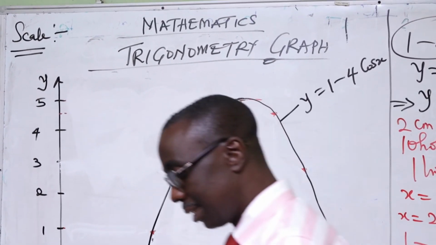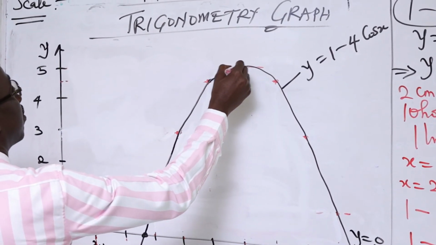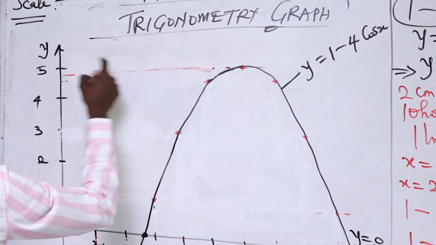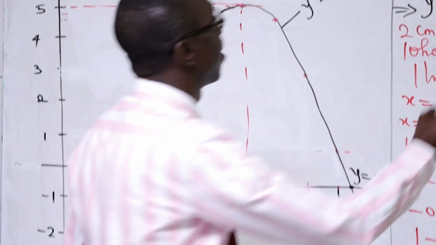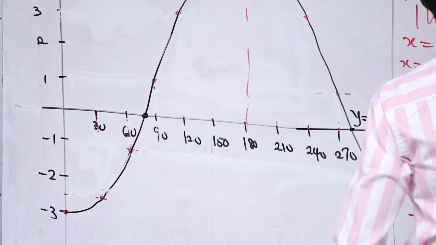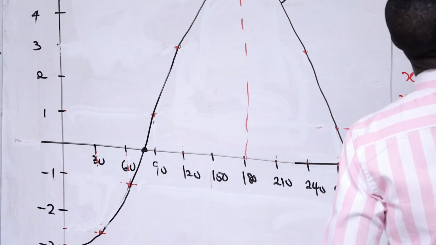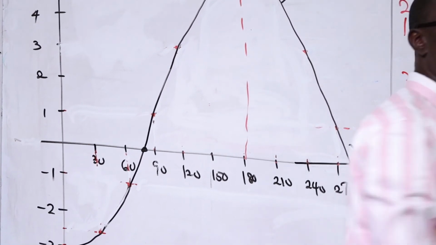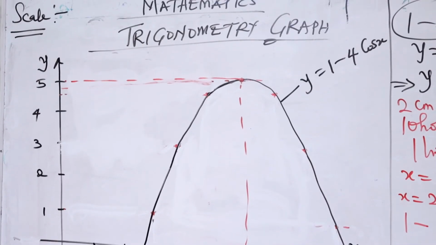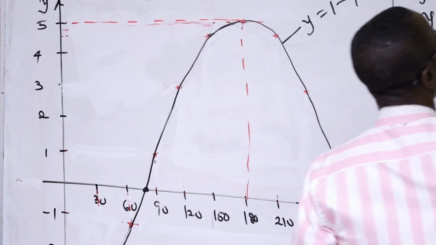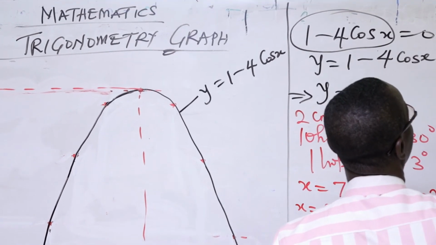Maximum value of y. This is obvious. Where is the maximum value of y here? Value of x? 180. So you tell them maximum value of y, max y, 5. Corresponding value of x, 180. But please, let it be in equation 8 cos x plus 5. Root of the equation 8 cos x plus 5 is equal to 0.